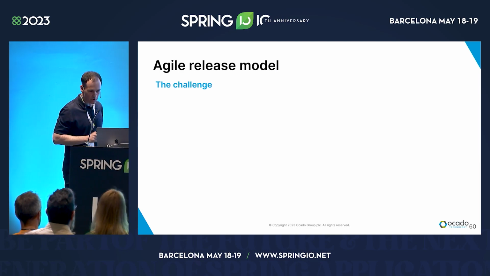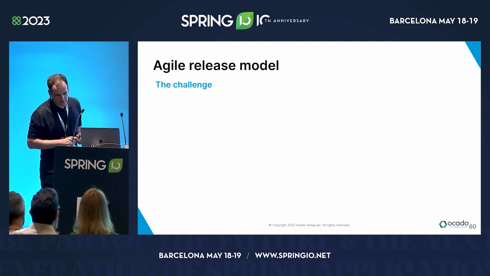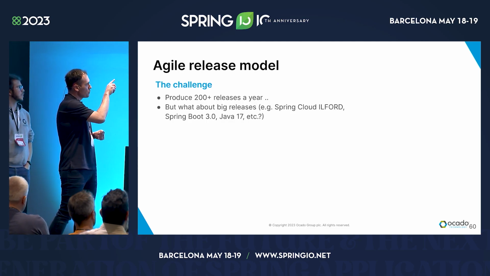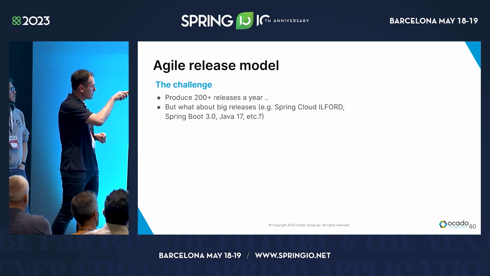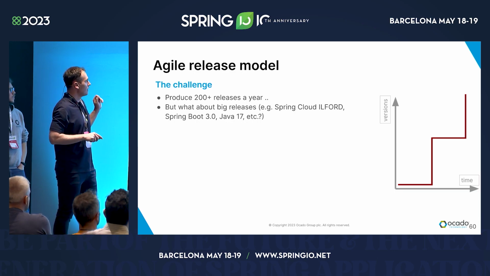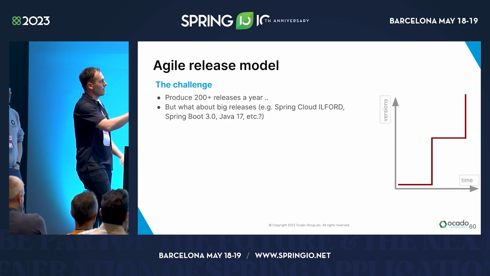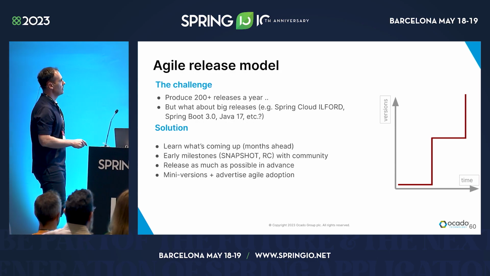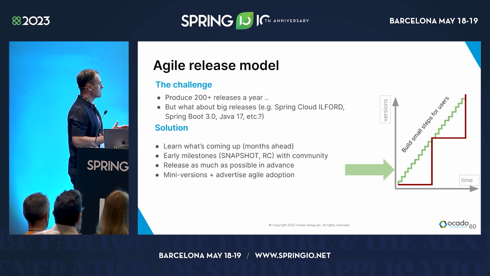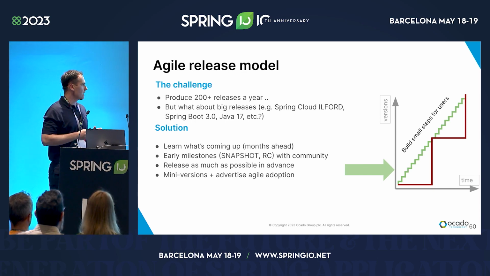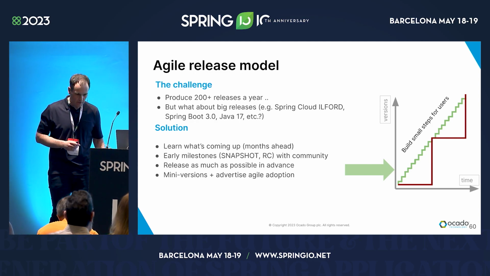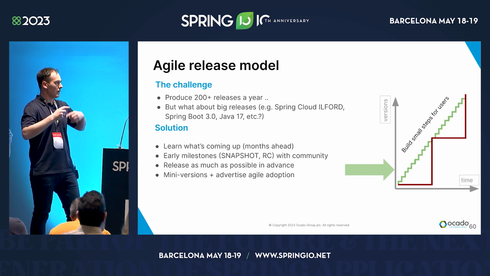We have two very short sections to cover. I know the time is up, so I'll go fast. Our agile release model to produce 200 releases a year with things like Spring Cloud Ilford, Spring Boot 3, Java 17 on the road. We try to smoothen the road, so they have this waterfall here, and we want them to be like this. Yeah, we want them to have small steps. So we do all the things that Fabio mentioned. We involve the community in the early access. We do moonshots, snapshots. We have been on Spring Boot 3 since M1. And released small things.